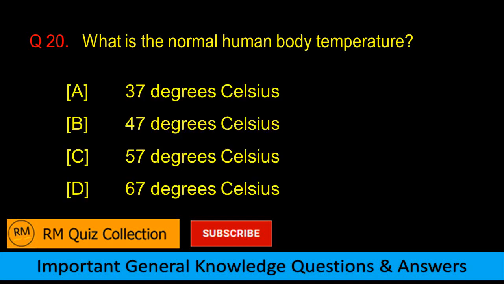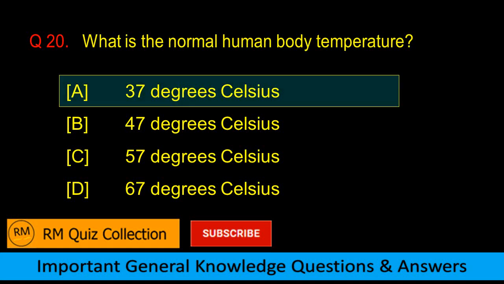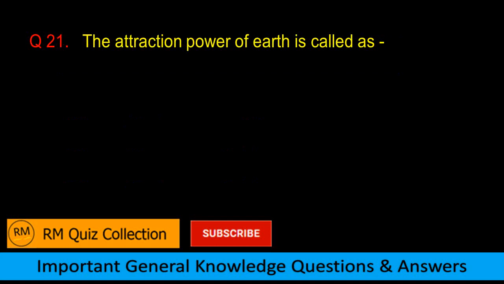Question 20. What is the normal human body temperature? Your options are A. 37 degrees Celsius, B. 47 degrees Celsius, C. 57 degrees Celsius, D. 67 degrees Celsius. Your answer will be option A. 37 degrees Celsius.